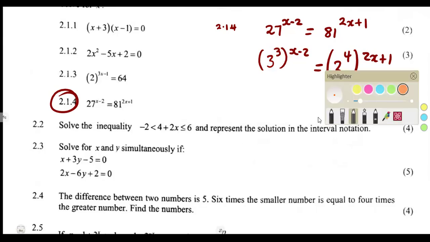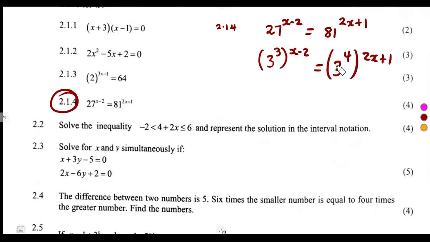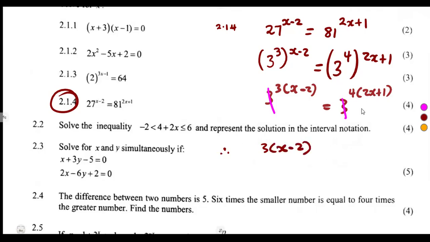Or you can apply the laws of exponents to say, okay, I see that there is an exponent and there is another exponent, so I'm going to multiply. Present it like this: 3 to the exponent of 4 into 2x plus 1. We can say same bases, therefore the exponents, 3 into x minus 2, must be equal to 4 into 2x plus 1.